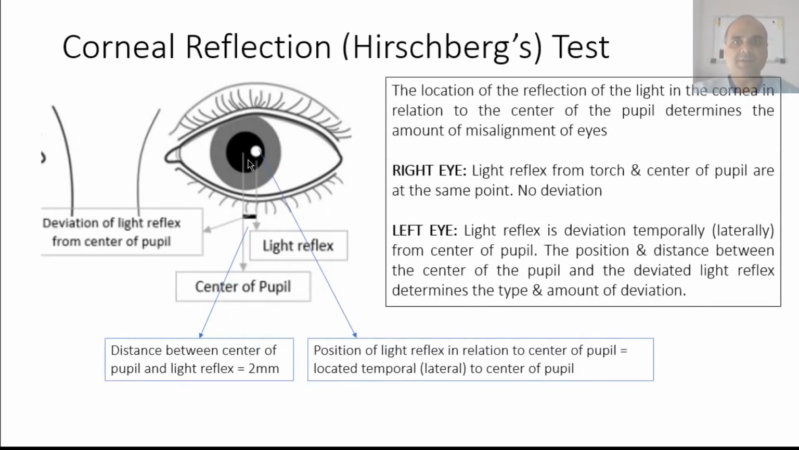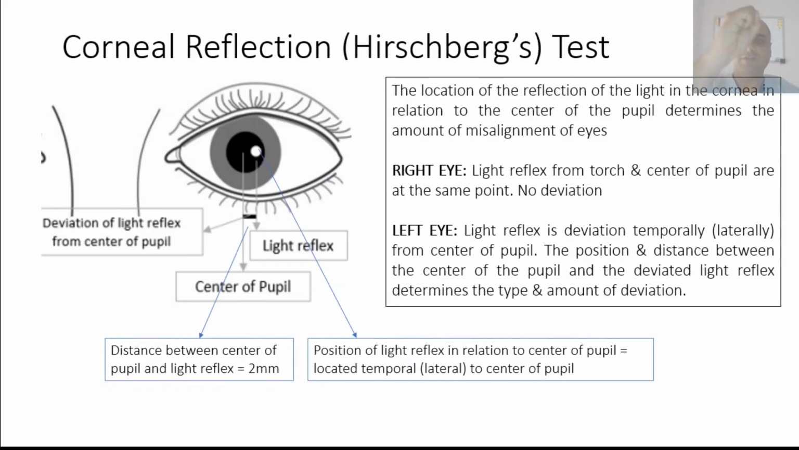We've already determined that the light reflex has moved outwards, temporally or laterally, while the eyeball has rotated inwards, medially or nasally. And the reason that the light reflex goes in the opposite direction is because the movement between the eye and the torch is relative. The torch is static, not moving, because your right reflex is in the same position and the eye is only moving.